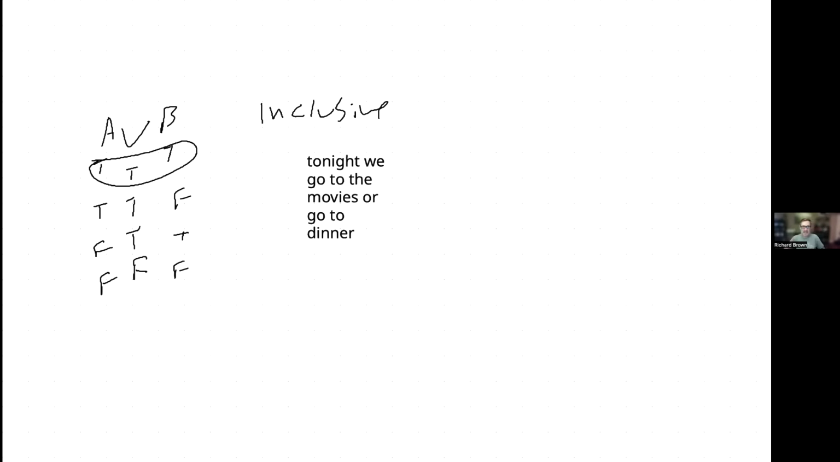So tonight we go to the movies or we go to dinner. So a lot of people will take a sentence like this to indicate that you can do one or the other. And then suppose that's what you say to your friend, look, tonight we can go to the movies or we can go to dinner. And suppose you end up doing both. Suppose you see the early movie and then catch dinner afterwards. So is your sentence that we go to the movie or eat dinner true? Well, propositional logic says that it is, but a lot of English speakers are a little bit suspicious of that.